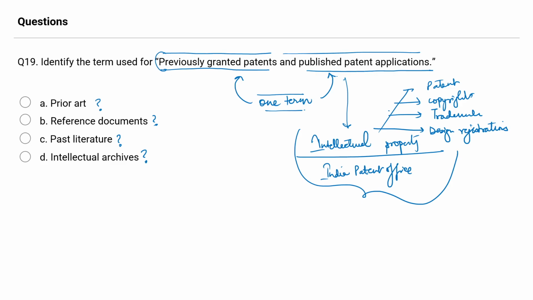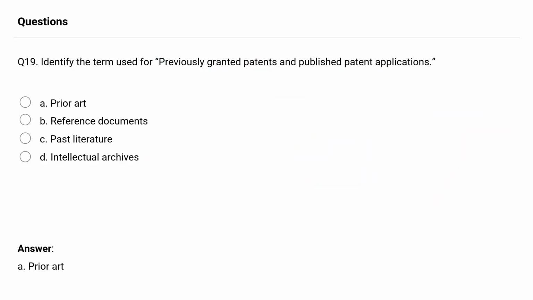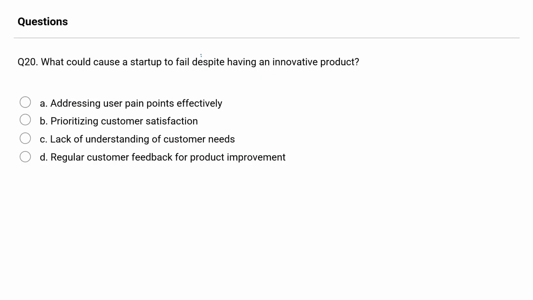Okay, let's see the correct answer. The correct answer is prior art. Okay, it is the term which is used while you are referring to the already published and granted patents. Okay, we use the term prior art. And let's arrive upon our last question.